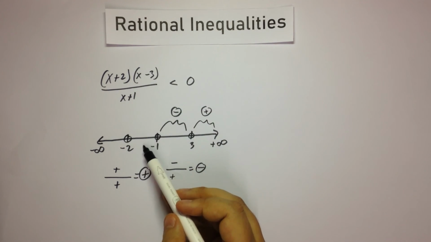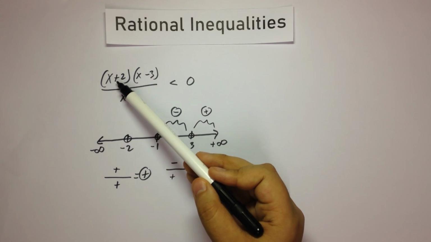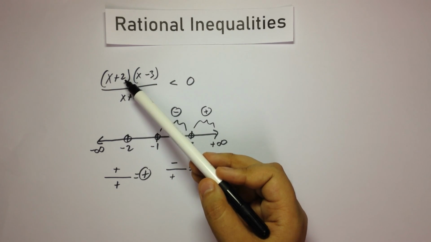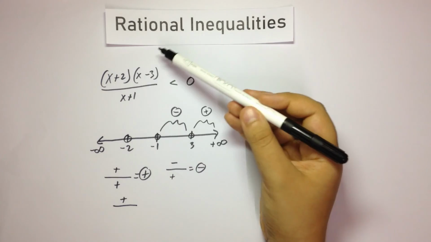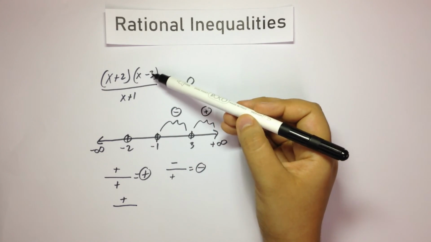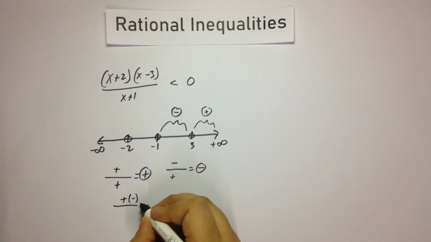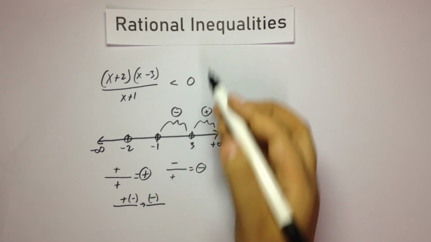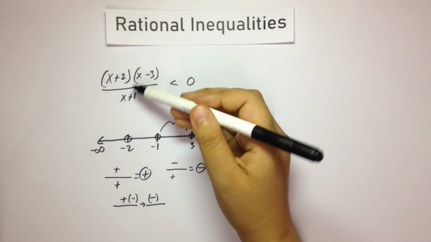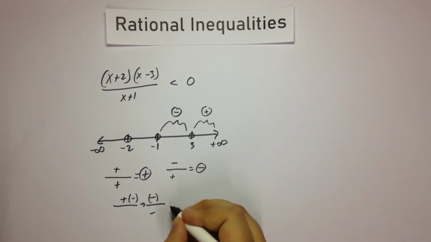So let's try over here. Let's see, -1.5. So -1.5 plus 2 would be 0.5, which is positive. And then -1.5 minus 3 would be a negative. So positive multiplied by a negative would be a negative sign. And -1.5 plus 1 would be a negative 0.5. So it's a negative. Negative divided by negative is a positive region.